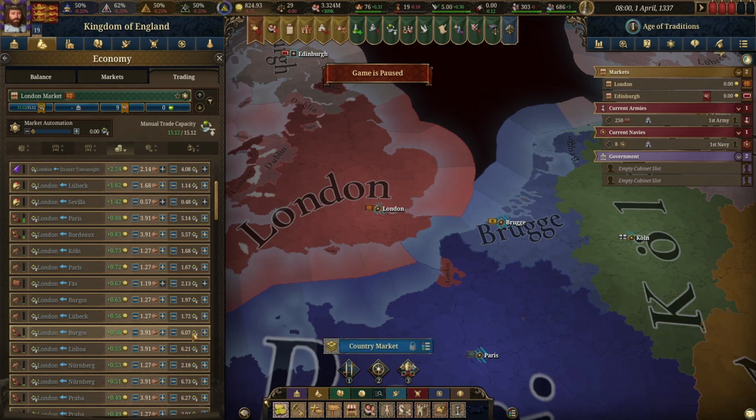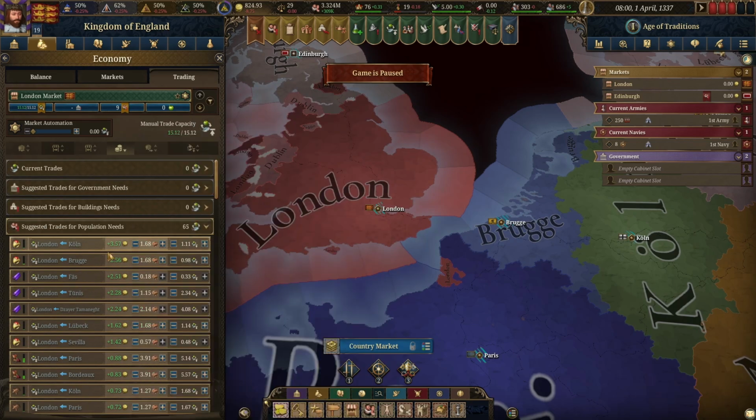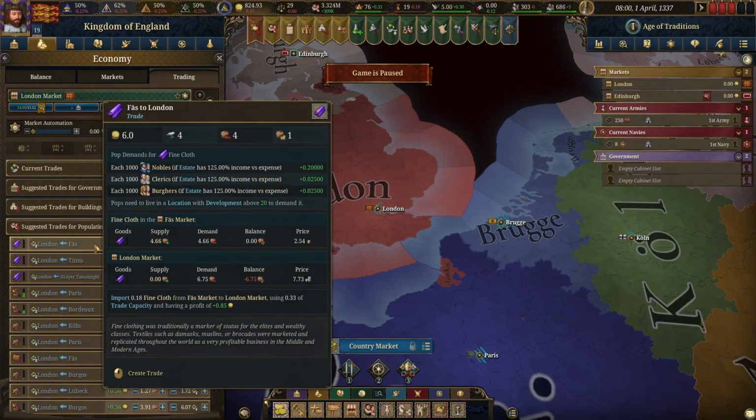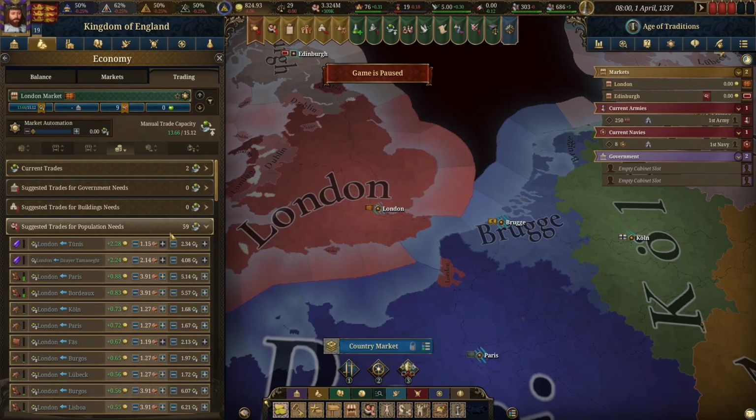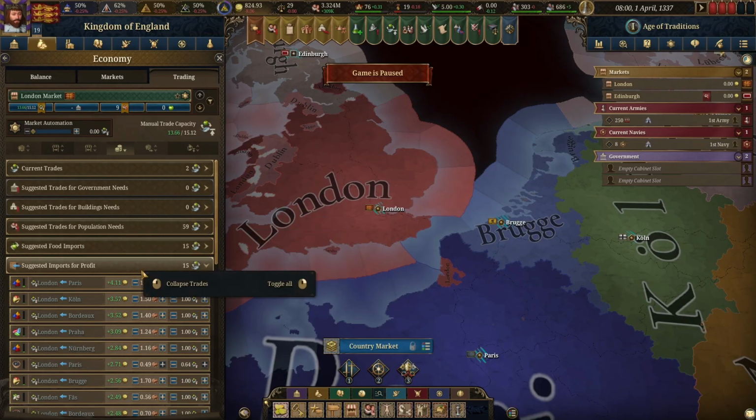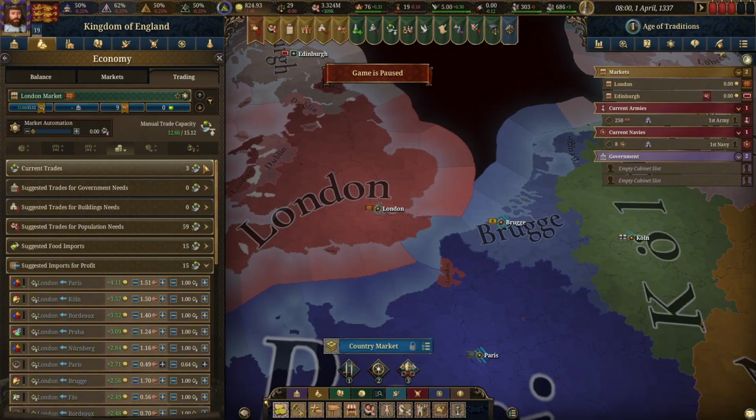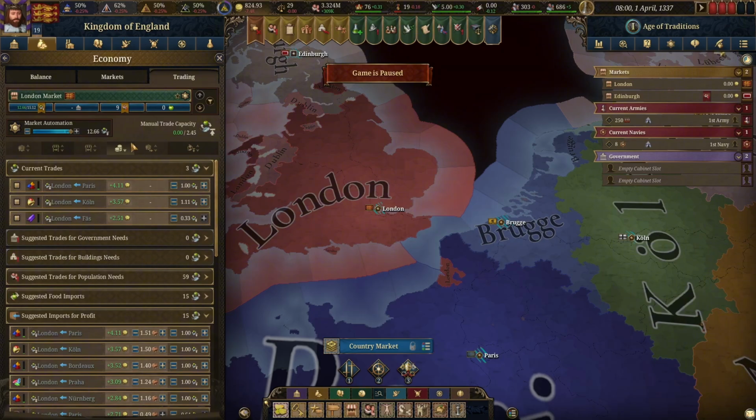So instead, let's just get some jewelry from Cologne. Let's click that. Let's get some fine cloth from Foss. And we can import some dyes from Paris. And it looks like we have 12.66 trade capacity left over. So let's set our market automation to handle the rest of the trades, and let's fast forward a month and see what happens.